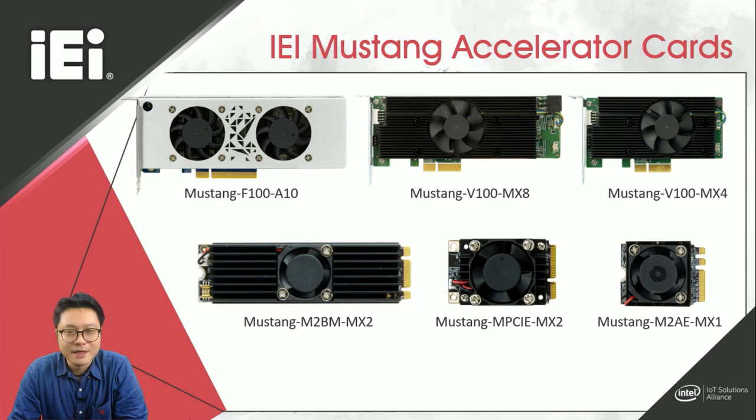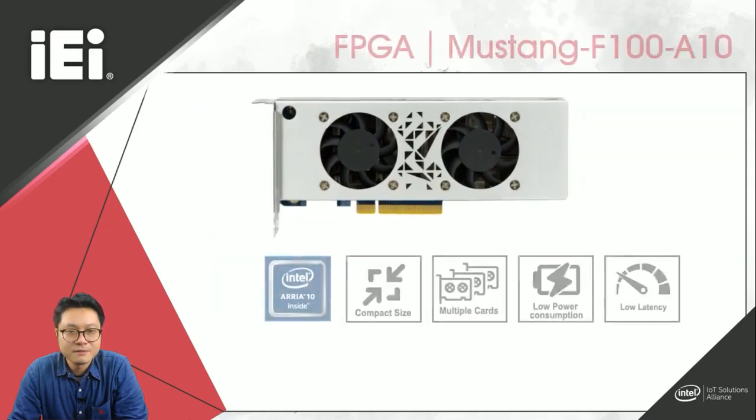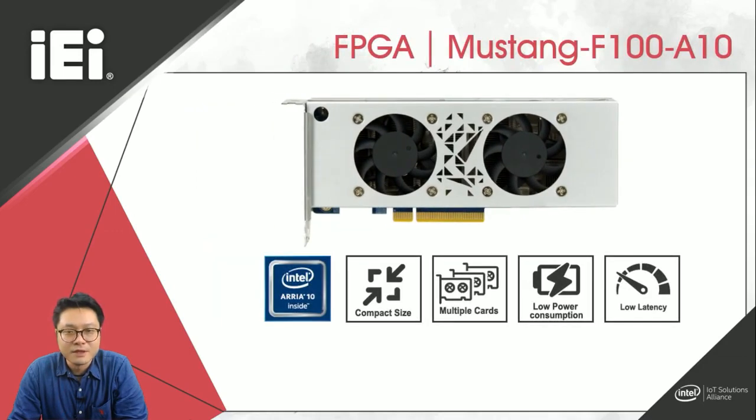This page is the IEI Mustang Accelerator series. The silver one is the FPGA accelerator, and the black series are VPU accelerators. This is the FPGA accelerator Mustang F100 A10. F stands for FPGA, A10 stands for the Intel Arria 10 FPGA. The features include compact size, support for multiple cores, and low power consumption. As we mentioned, it's only 45 watts typically, and low latency.